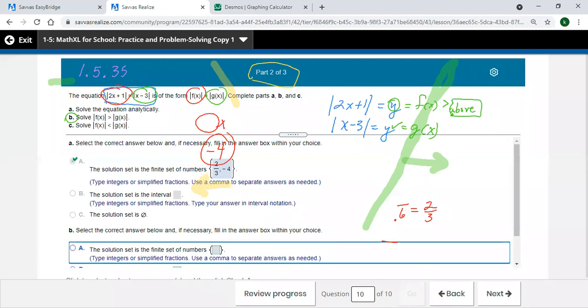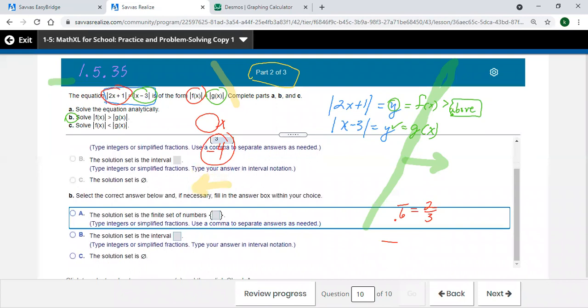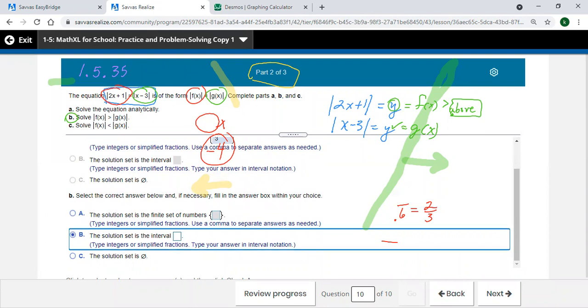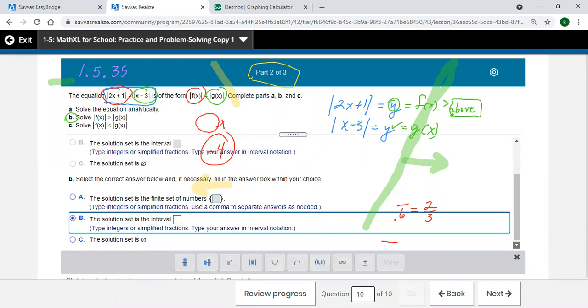So when we go down here to part B, the solution set is a finite... That means specific numbers. No, it's an interval. That means it's a whole range. And so now we have to, if the type integer simplified, answer in interval notation.